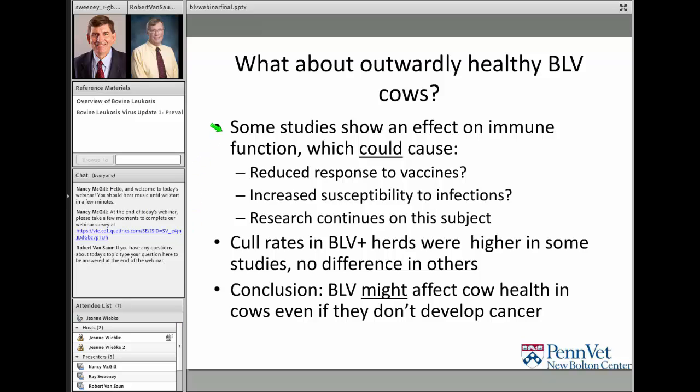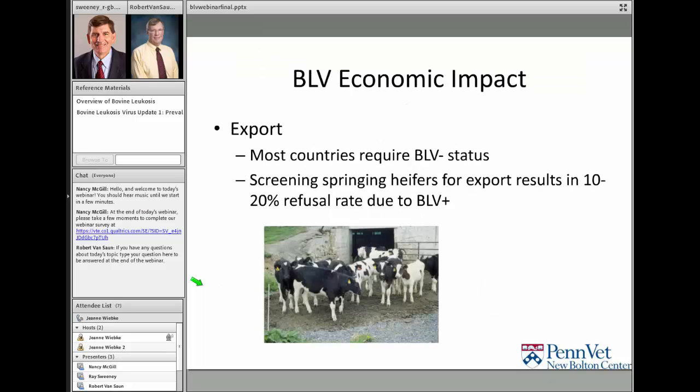What about some other things? So there's been some speculation that, well, if this is affecting their white blood cells, maybe it's going to affect their immune function. And will it reduce their response to vaccines? Will it make them susceptible to other infections like mastitis? And I just have to say that research is continuing on this subject, and I can say that BLV might affect cow health in cows even if they don't develop cancer, but the jury is still out. And again, the impact economically is probably not nearly the level of things like Johne's, mastitis, or lameness.